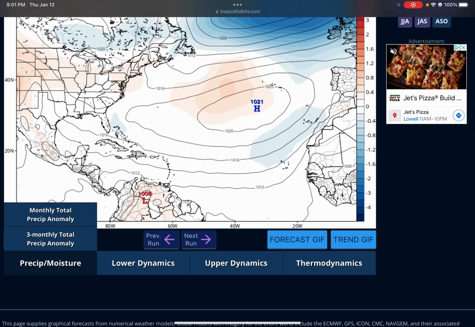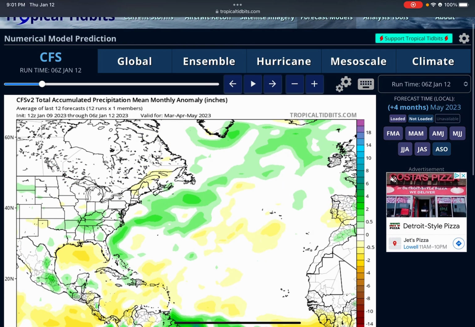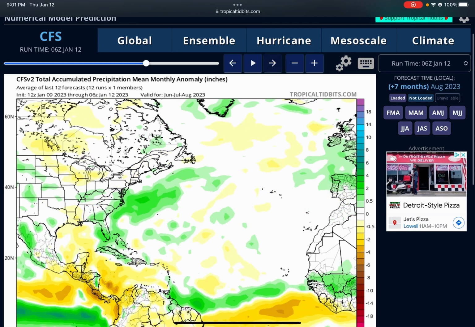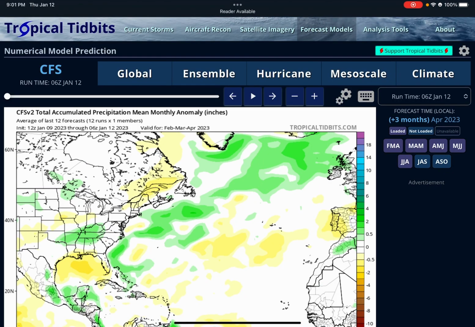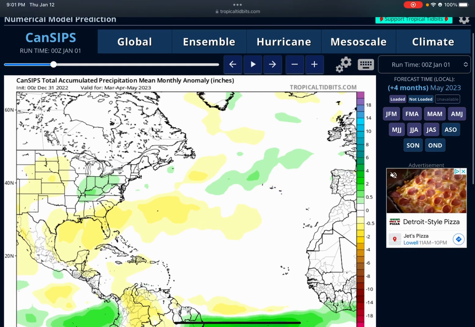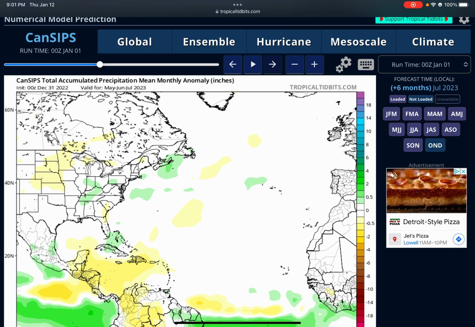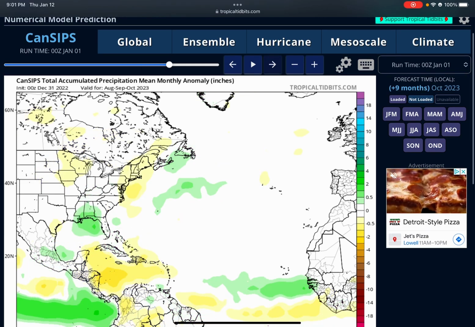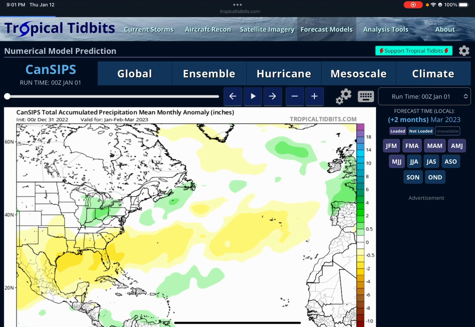If we look at the 3 month total precipitation anomaly, we see for May mostly below average precipitation. But August, we can see above average for the East Coast, and so can we up to October. If we now look at CanSIPS for 3 month precipitation, we see May below average precipitation for much of the area, but not much to look at. But we see above average precipitation there for the East Coast and Gulf of Mexico a bit.